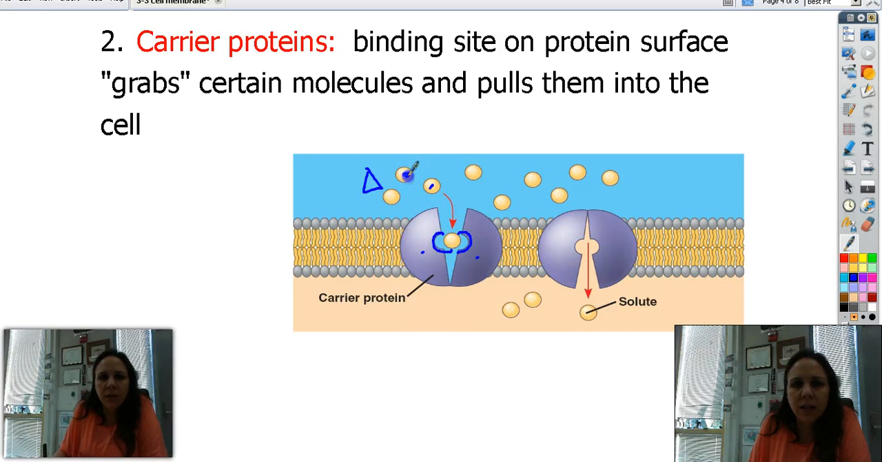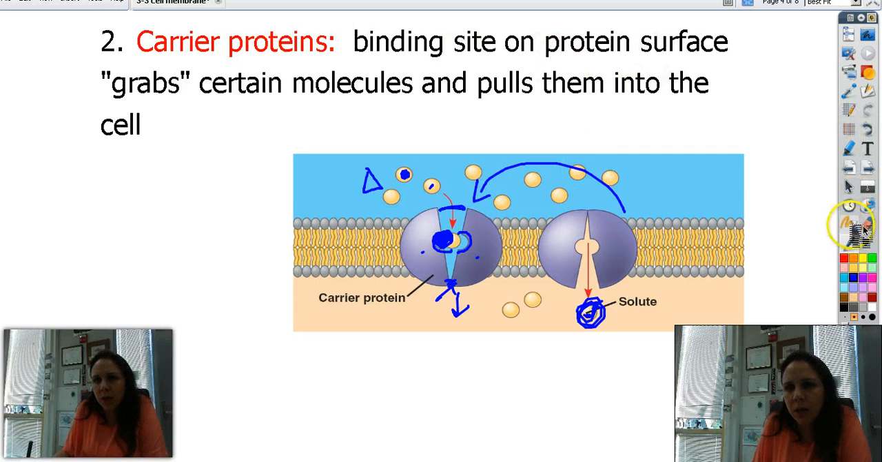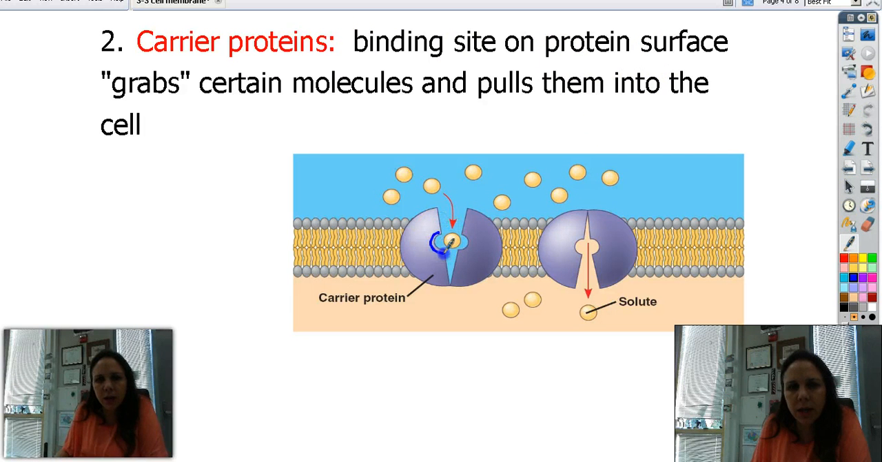So I've got these little molecules and they want to go into the other side. But it's closed down here. So what happens is that he'll go in, and once he fits in there, that signals to the protein, okay, time to change shape, and he closes up here, but that makes him open up here, and he spits out the little solute guy right over here. And then when he's done, he goes back to this side, waiting for the next guy to come through. So the definition, binding site on a protein, so that would be this little area right here, grabs certain molecules and pulls them into the cell.